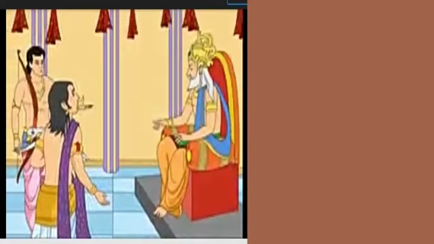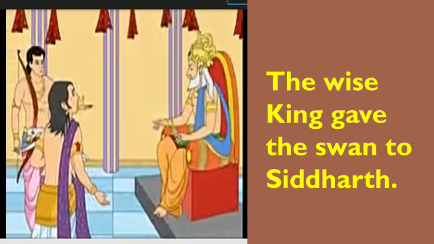The king looked at the bird Siddharth was holding and, hearing both the boys' version of the story, said, A life certainly must belong to the one who tries to save it. A life cannot belong to one who is trying to destroy it. The wounded swan, by right, belongs to Siddharth, and the wise king gave the swan to Siddharth.